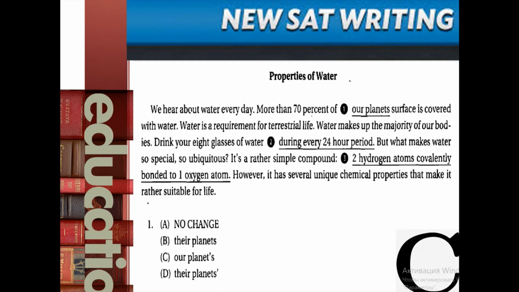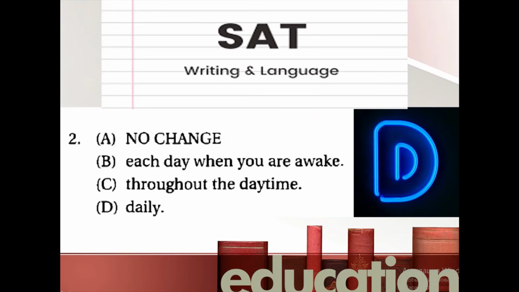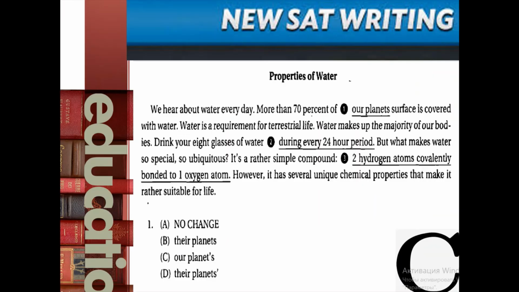But choices A, B, and C do not do so as concisely: each day when you are awake, no change, and throughout the daytime. So economy in writing is preferable as long as the language is clear and specific. You see, that's very, very easy. Let's go to the next one, the final one.